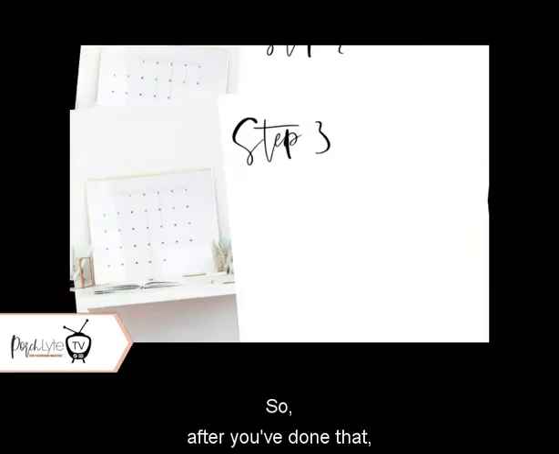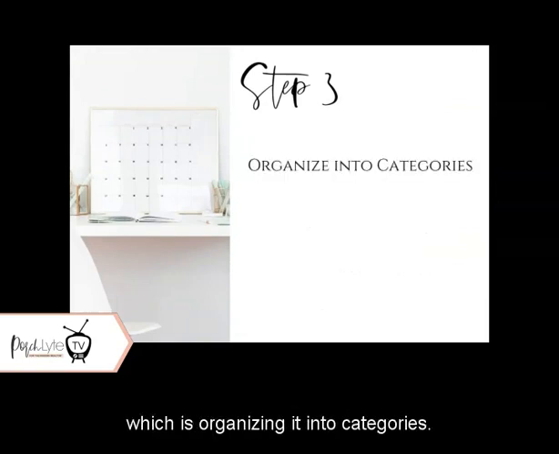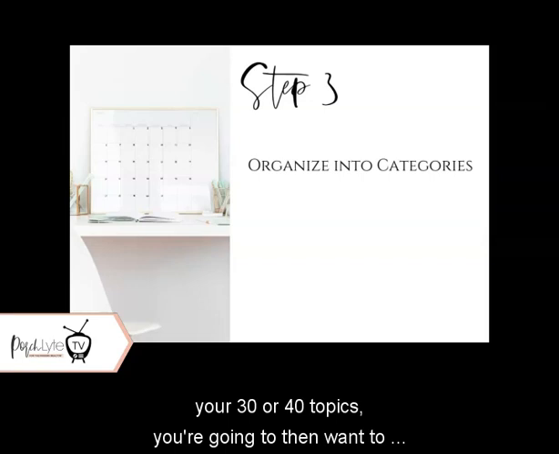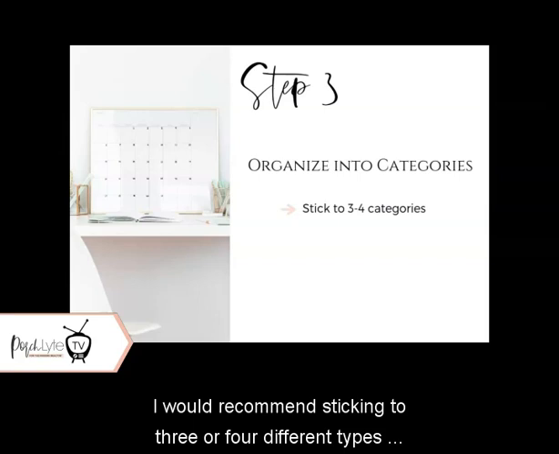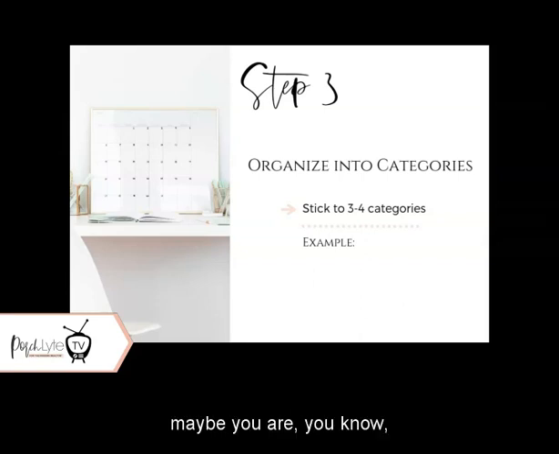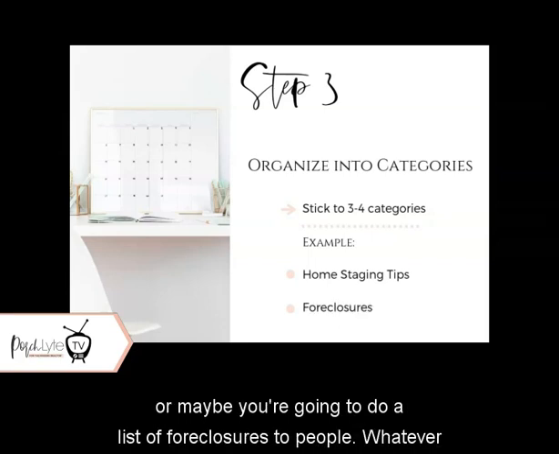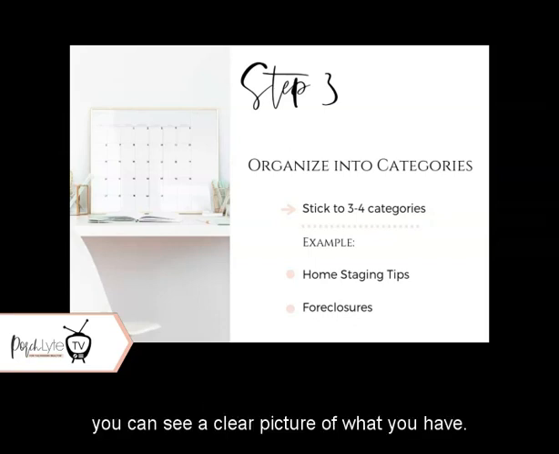So after you've done that, you are going to start on step 3, which is organizing it into categories. Once you have brainstormed your 30 or 40 topics, you're going to want to organize them into categories. I would recommend sticking to 3 or 4 different types of categories. For an example, maybe they're going to fall under the home staging tips category, or maybe you're going to do a list of foreclosures. Whatever the case may be, once it's organized, you can see a clearer picture of what you have.